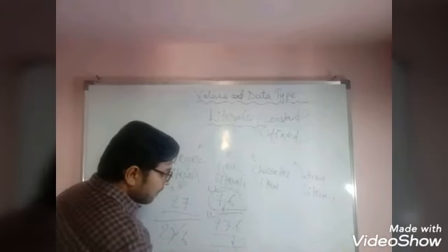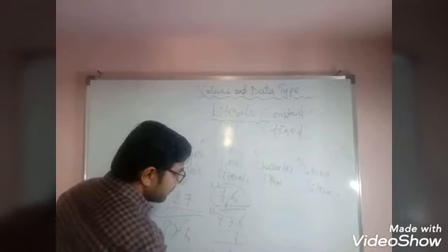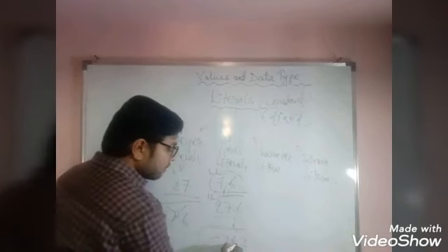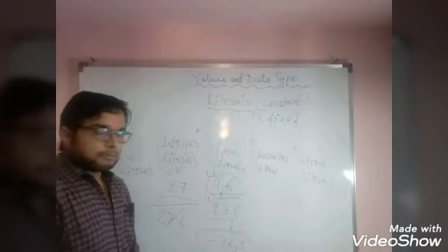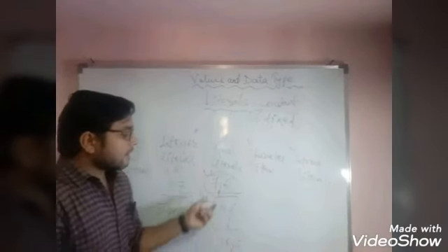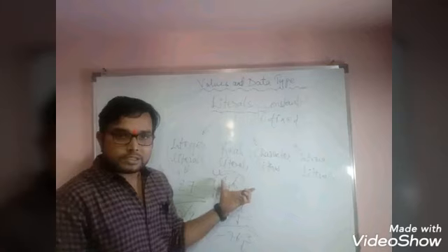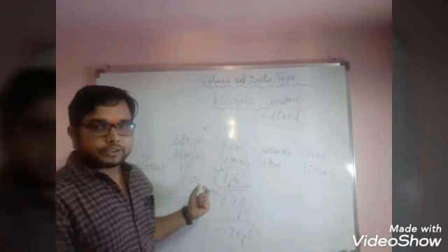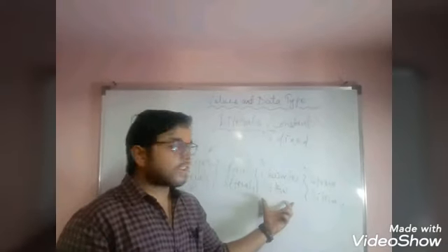This number also has a decimal point, so this is also called a real number. It can also be negative, so minus 76.3 is also a real literal, because it also has a decimal point. So any number which has a decimal point is called a real literal, and numbers without a decimal point are called integer literals.